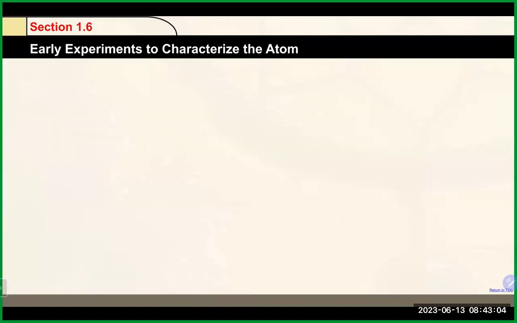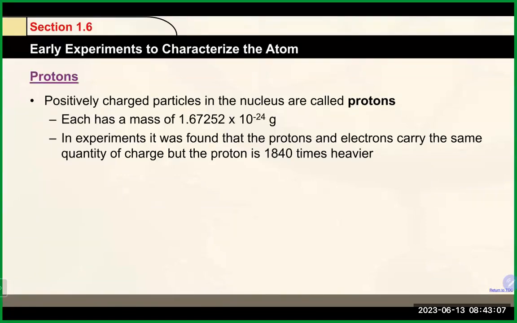So we talked about the idea that protons are found in the nucleus, and they are positively charged. Experiments later on found that the mass of a proton was 1.67252 times 10 to the minus 24 grams. And if you remember, our electron was about 9.09 times 10 to the minus 28 grams. The proton is about 1,840 times heavier than an electron.